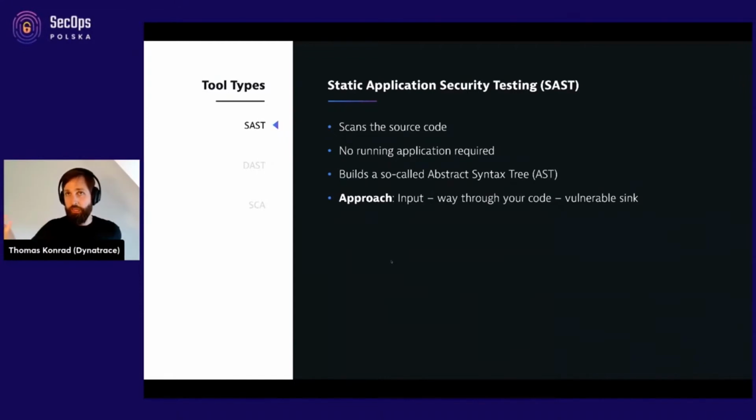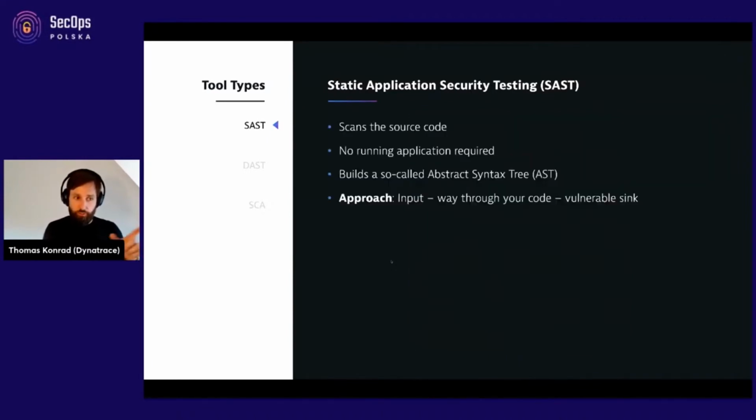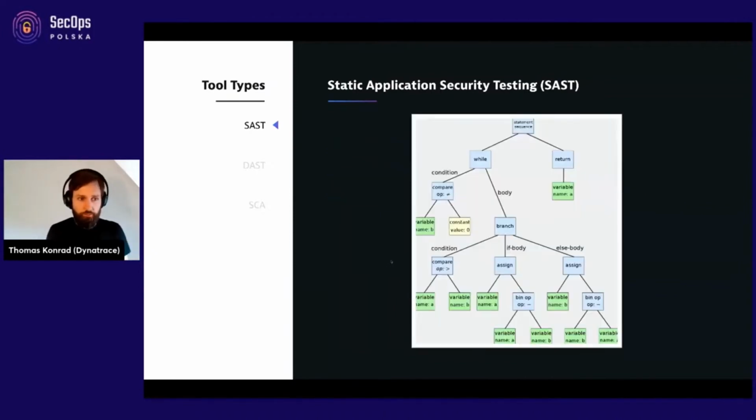It sometimes, depending on the language, compiles the source code into an abstract syntax tree, right? It's something like this. Basically, all the ways through your code, from the source to the sink, and it tries to detect whether there's a problem in between. So the approach is input. Input could be something like an HTTP request that goes to your microservice, way through your code, and a vulnerable sink. And if there's no protection against a specific problem on the way, it's going to flag this specific path as vulnerable to SQL injection, for example.